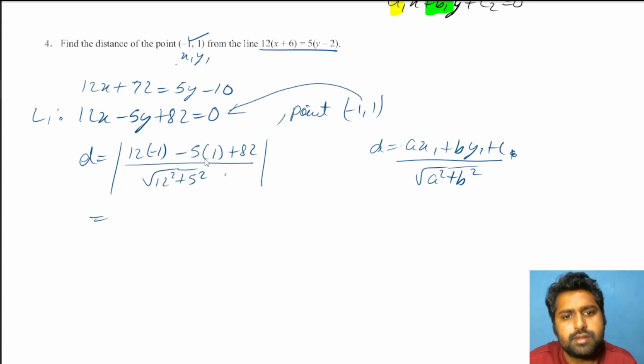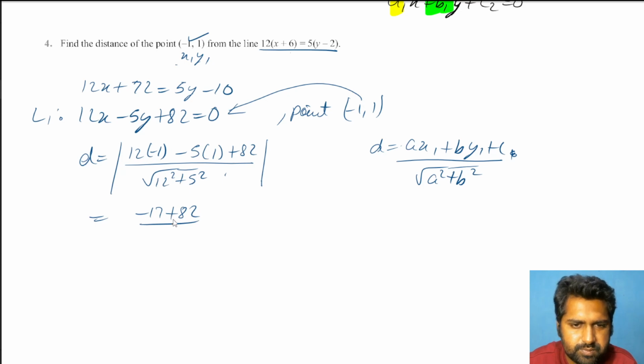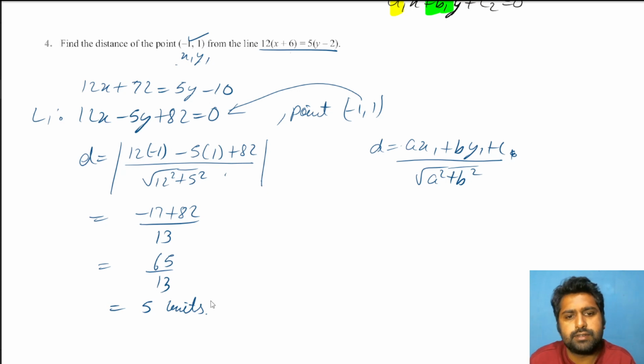Let's calculate. Minus 12 minus 5, you will get minus 17 plus 82. This will become 65. In the denominator, 12 square is 144, plus 25 is 169, so the square root is 13. So 65 by 13, and that's 5. So the distance of this point from this line is 5 units.